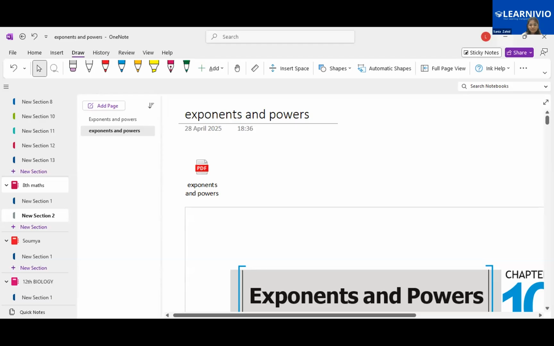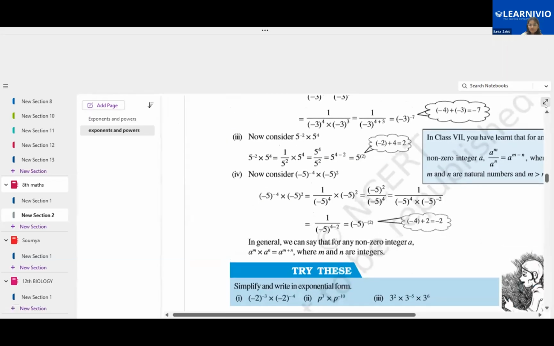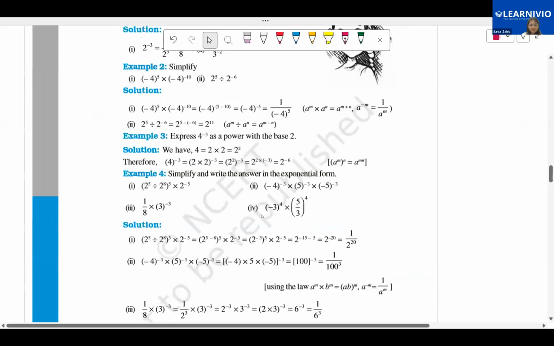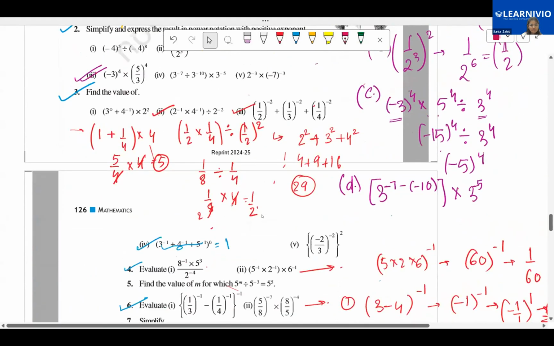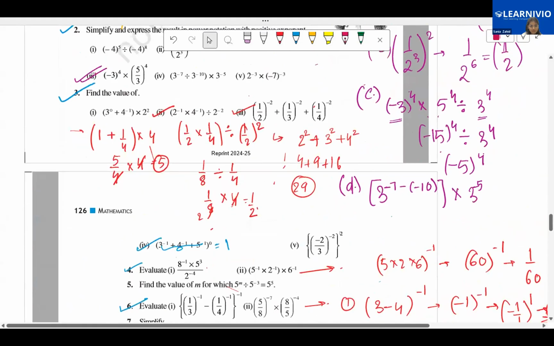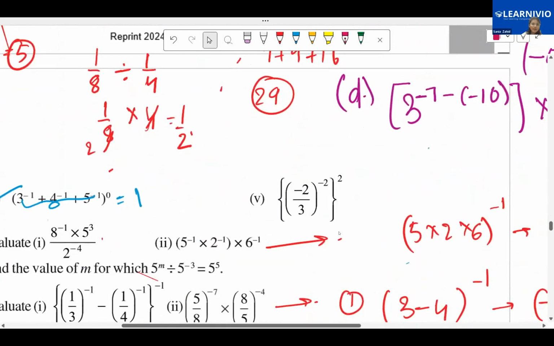Ma'am, the Roman number 5 in question 3, find the value of, in this exercise only. Wait. You see my screen? Yes, ma'am. In this exercise only, which question? The Roman number 5 of question 3, find the value of. Okay, this one. Minus 2 by 3 whole power minus 2 and then whole power 2. This one? Yeah, ma'am. You see the screen, right?